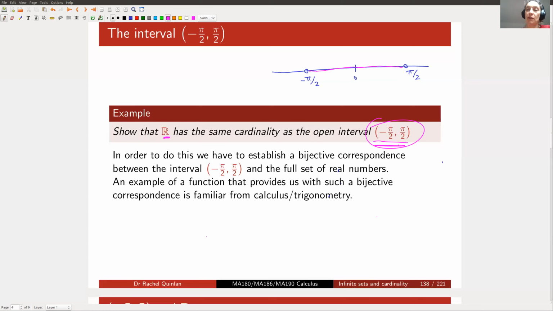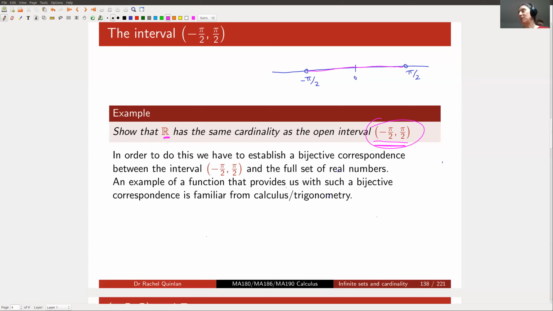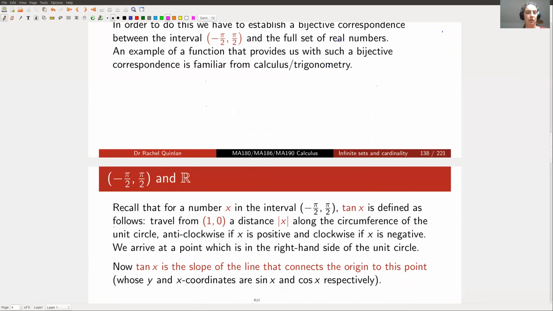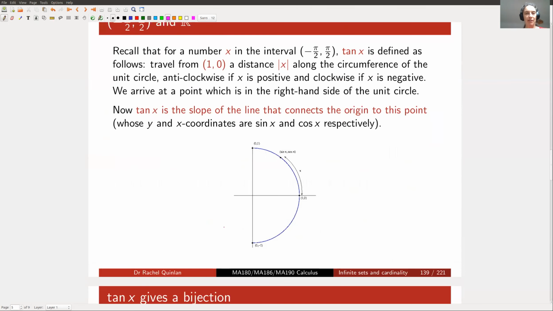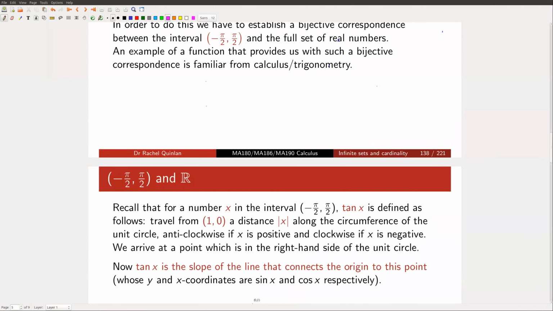And not only that, but it does it in quite a nice way, that it just increases throughout that interval from minus pi over 2 to pi over 2. So let's see if we believe it. Okay, that's the idea. We're going to argue that the tan function is a bijective correspondence between the full set of real numbers and this little interval from minus pi over 2 to pi over 2. Let's recall what the tan function actually does. This picture is not very legible probably, so I'll make an even more illegible one. Okay, in fact, I'll insert a new page here.